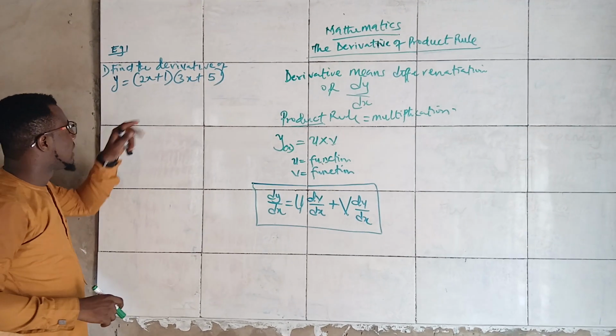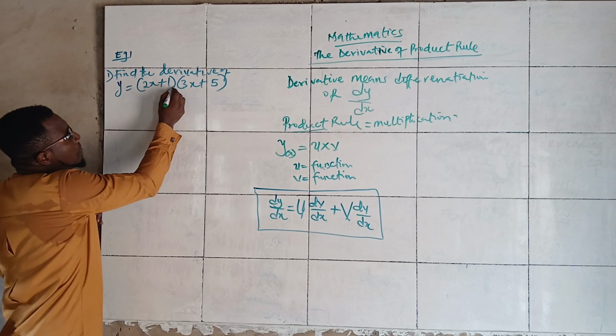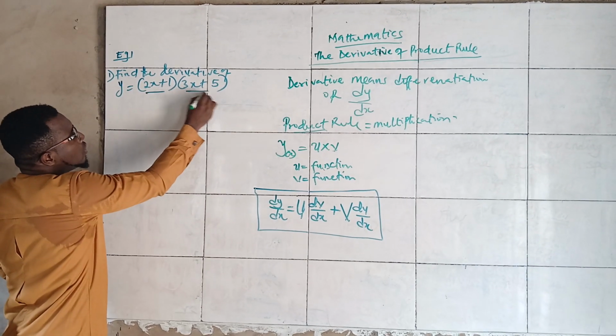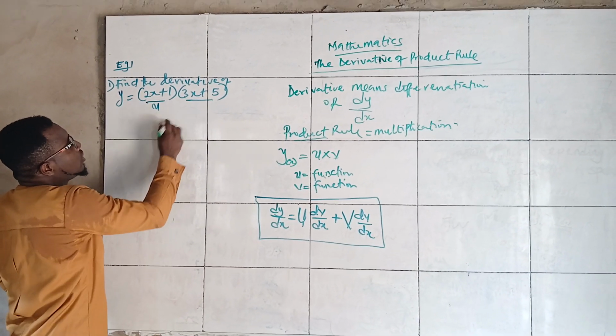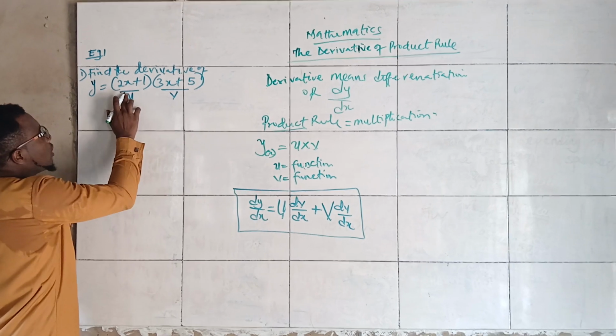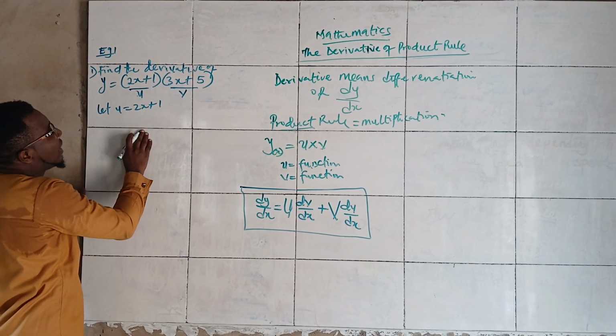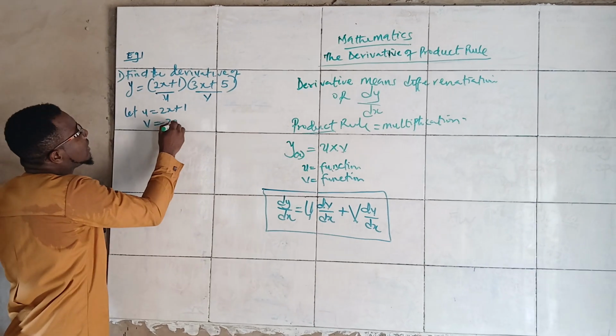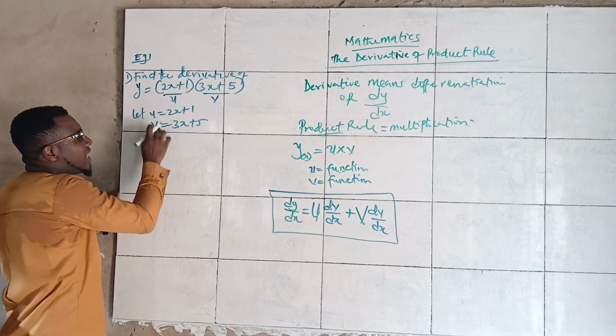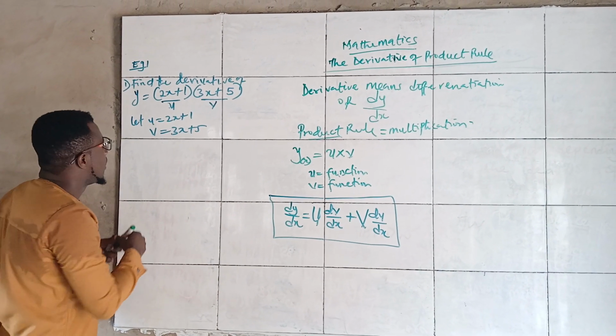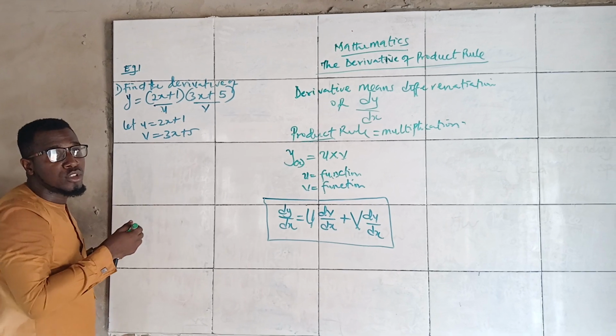So what we do here is that we call this a function, and this is also a function. So we can call this u, call this v. So we say that let u be equal to 2x plus 1, and let v be equal to 3x plus 5. So we have to find the derivative of both of them. So how do we find it? The normal way we used to find derivative.